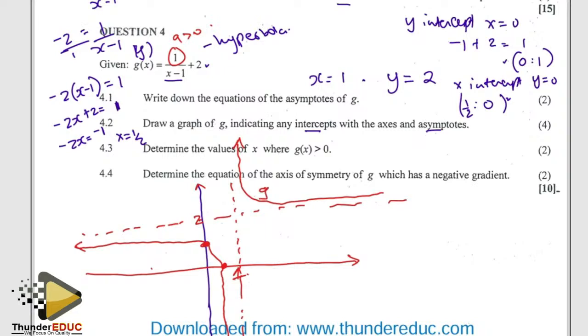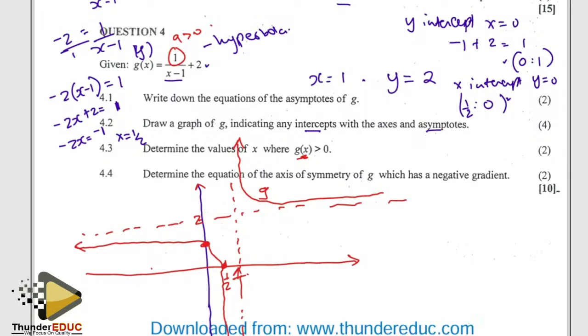And then 4.3, determine the values of x where g of x is above 0. So g of x is greater than 0. In other words, it's above the x-axis. So the graph is only above the x-axis from this point. If this is a half, the graph will be above. But also when you look at the asymptote, on the other side of the asymptote, this graph is always above.